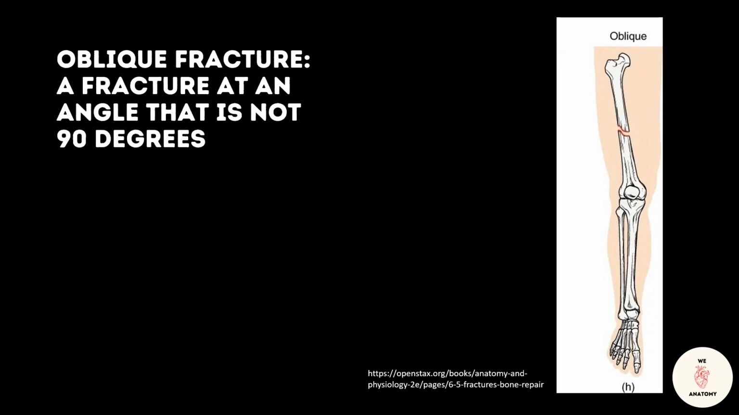An oblique fracture is a straight fracture that occurs at an angle other than 90 degrees. Therefore, it is not perpendicular to the shaft of the bone like the transverse fracture. These differ from spiral fractures because they are not like a corkscrew.